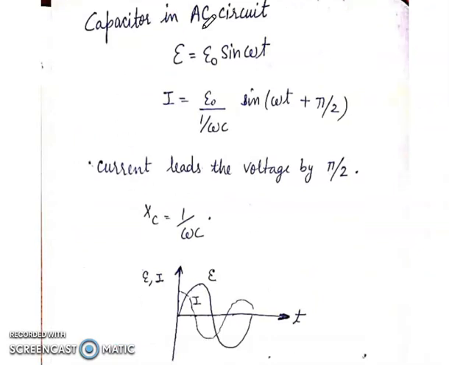Next is capacitor in an AC circuit. When a pure capacitor is connected in AC circuit, then E is equal to E naught sin omega t. I is equal to E naught upon 1 by omega C sin (omega t plus pi by 2). Here also there is a phase difference of 90 degree or pi by 2, but current is ahead of voltage. So current leads the voltage by pi by 2.